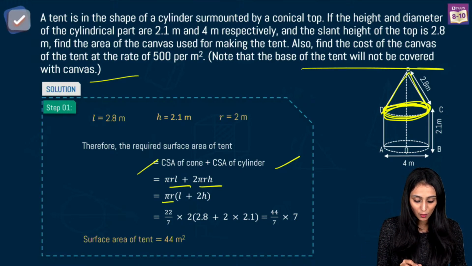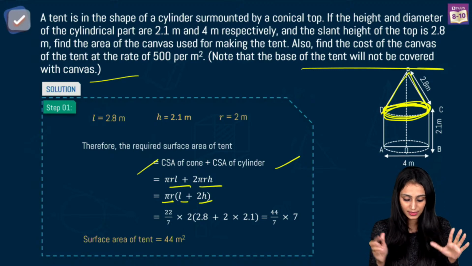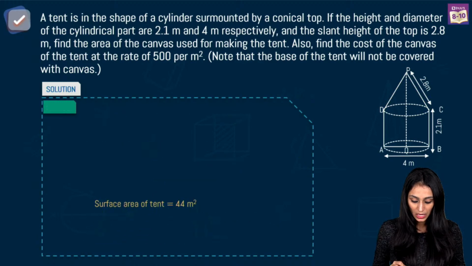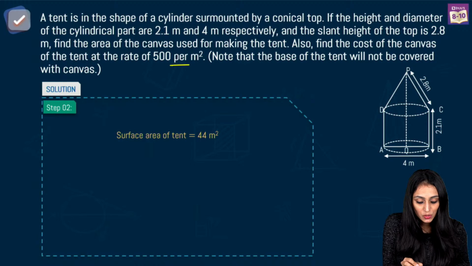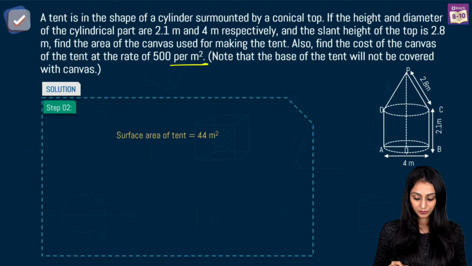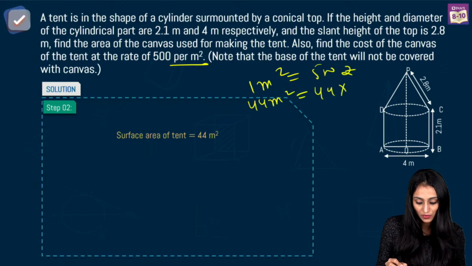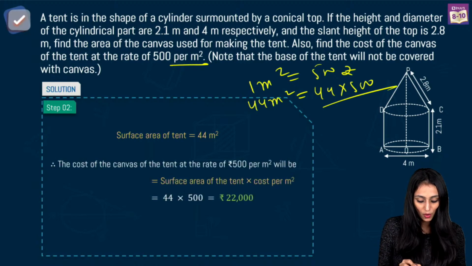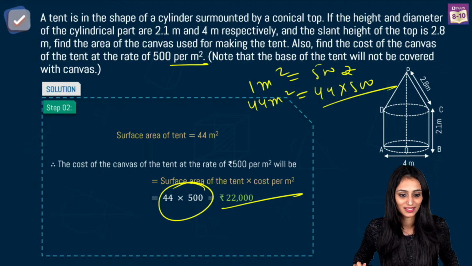So simply I'll put the formula pi r L plus 2 pi r h. We only have to substitute the values here. This is simple. You get 44 meters square. Coming to step number 2. The question is saying the cost per meter square is 500, right? So per meter square cost is 500 rupees. And what is the total area? That's 44 meters square. So to find the total cost, I'll multiply with 500. Yes? You get rupees 22,000. Adarsh, I hope it's clear.